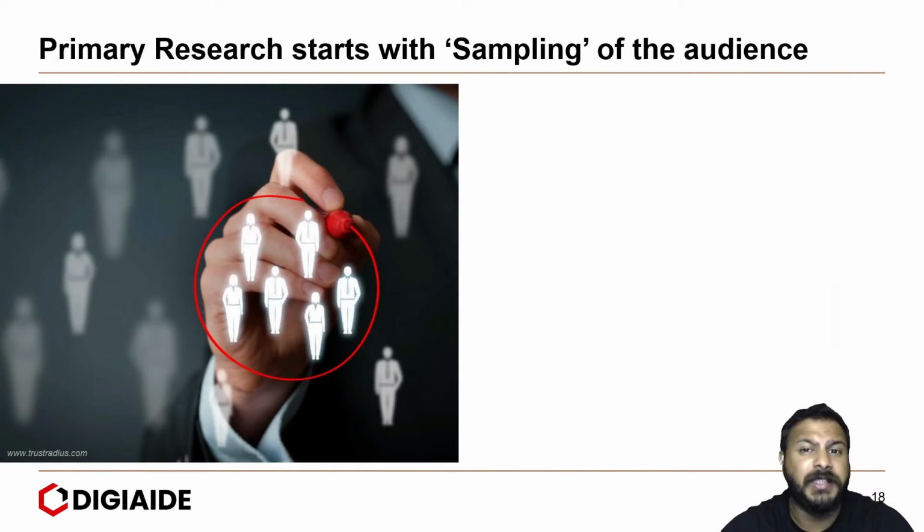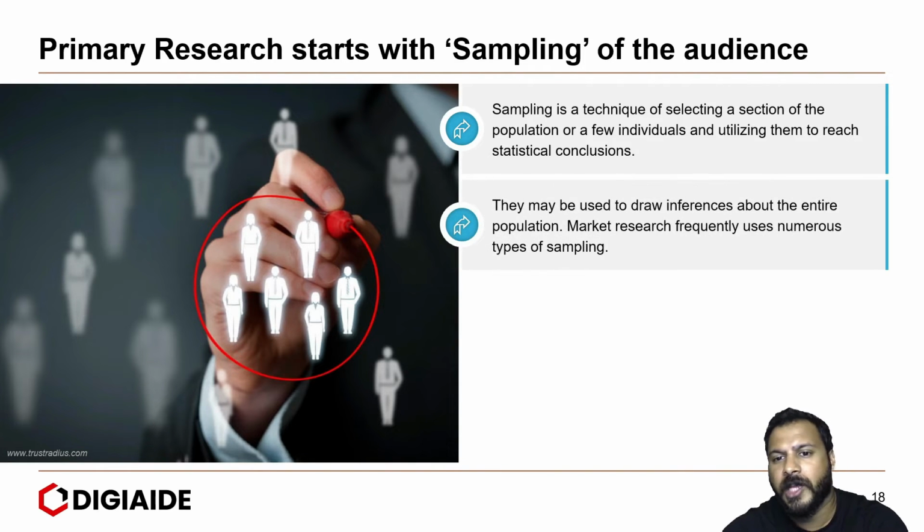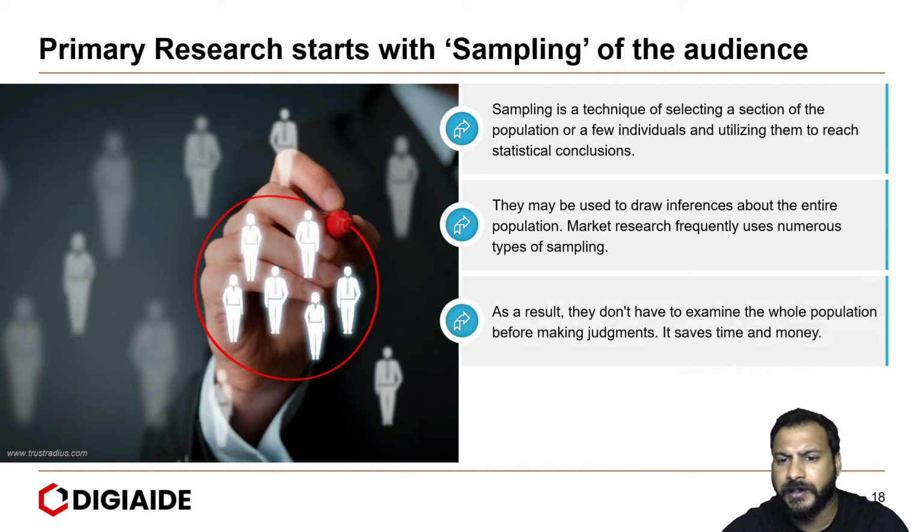Primary research ideally starts with the sampling of the audience who you speak to. Sampling is a technique of selecting a section of the population or few individuals and utilizing them to reach statistical conclusions. They may be used to draw inferences about the entire population. Market research frequently uses numerous types of sampling. As a result, they don't have to examine the whole population before making judgment. It saves time and money.